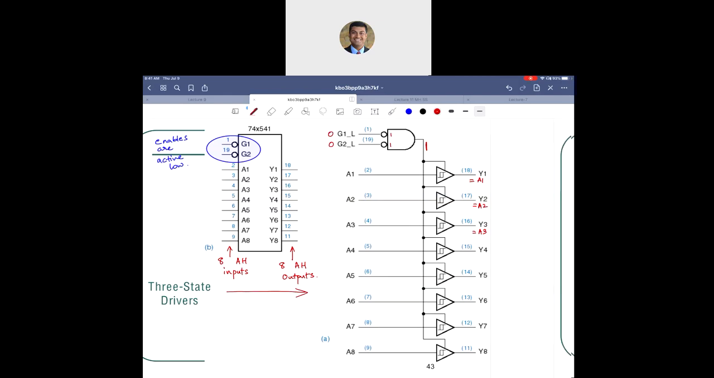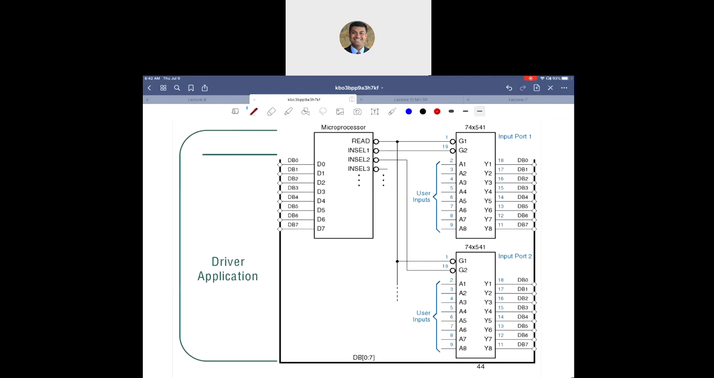Next. This is a tri-state driver application. And in my opinion, it's a very, very interesting one. And it is slightly complicated. So I would really encourage you guys to follow along. I'm going to set up the problem. I'm going to start slow.